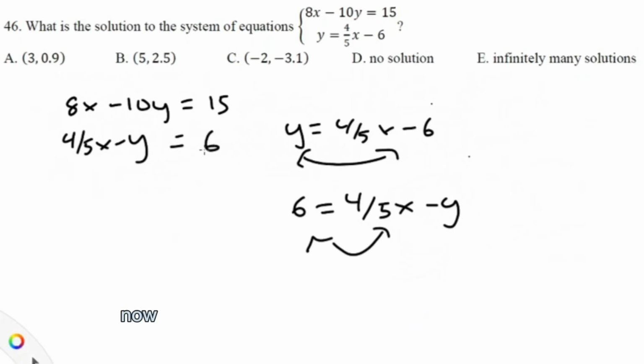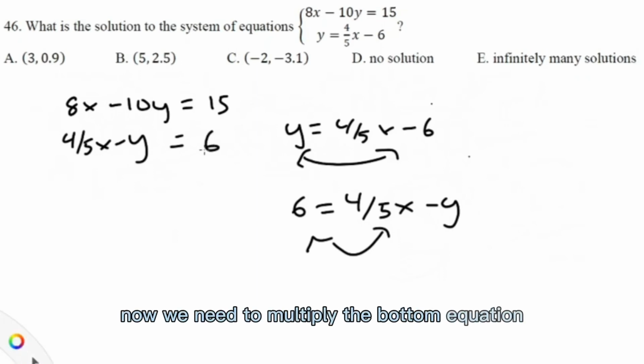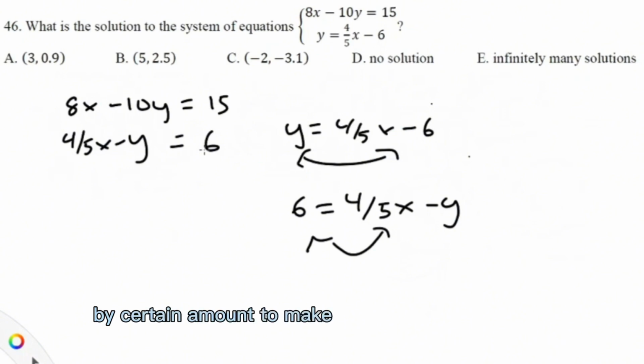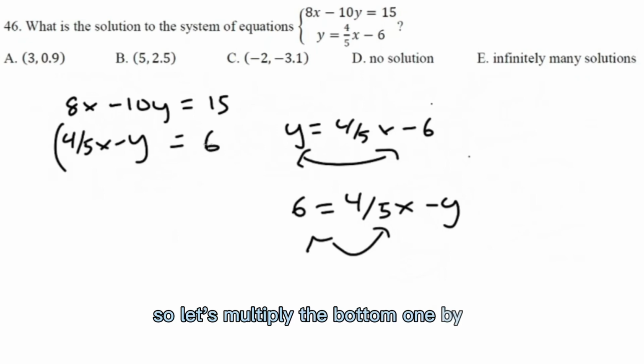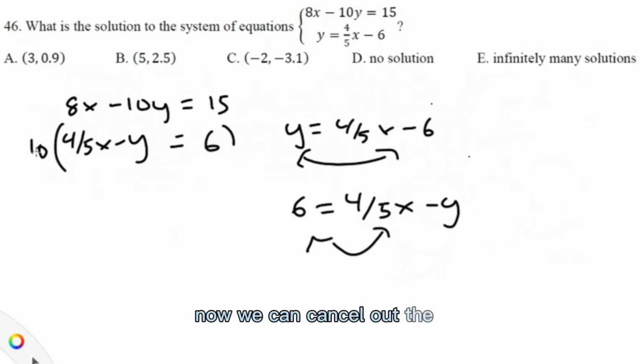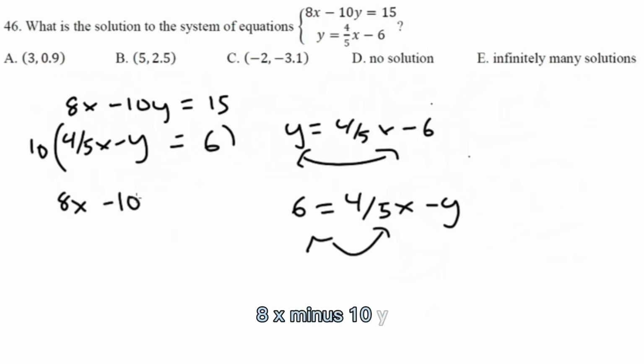Alright, now we need to multiply the bottom equation by a certain amount to make it so that we can cancel out one of the variables. So let's multiply the bottom one by 10. That way we can cancel out the y. So that becomes 8x minus 10y is equal to 60.